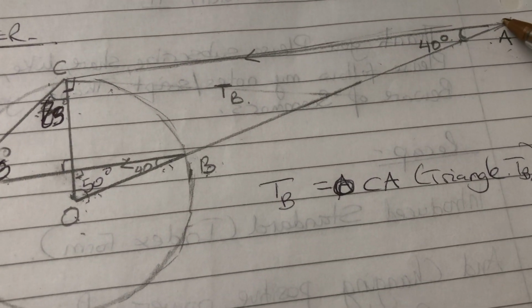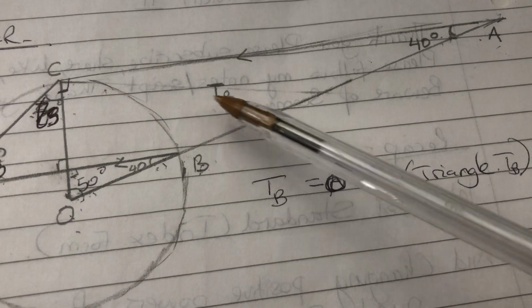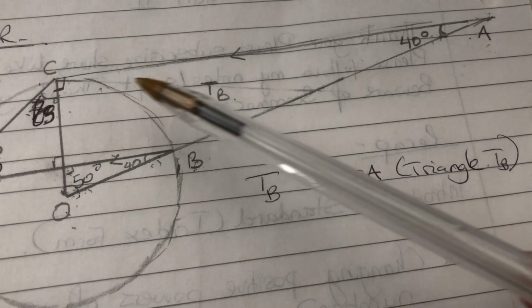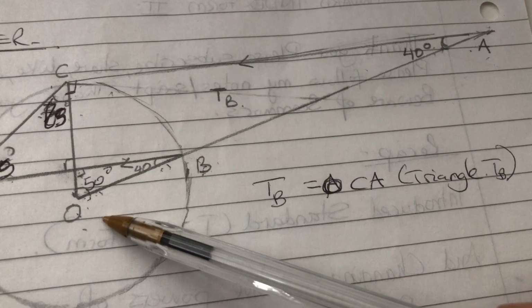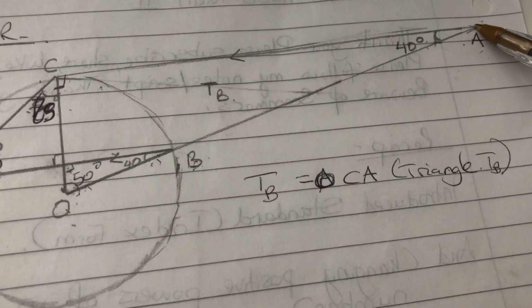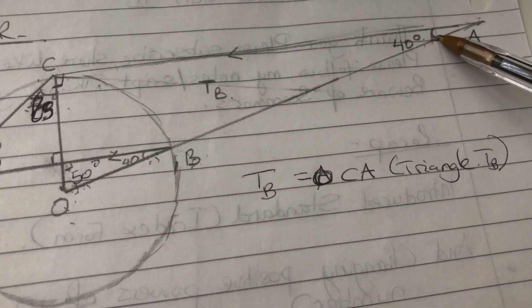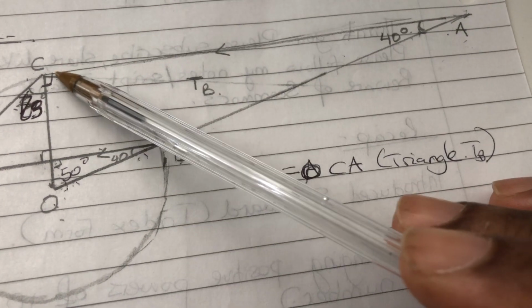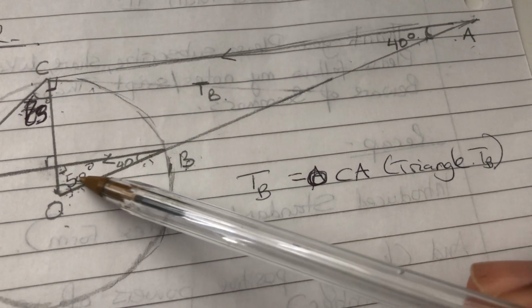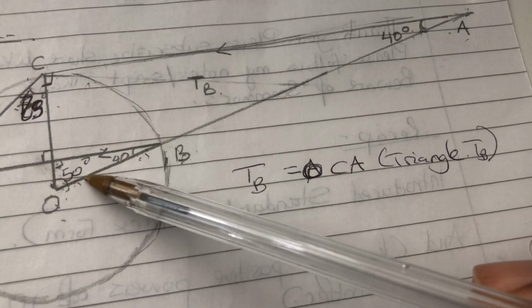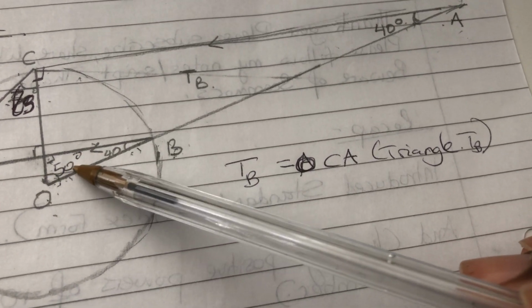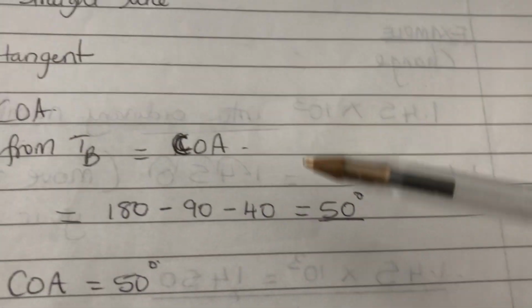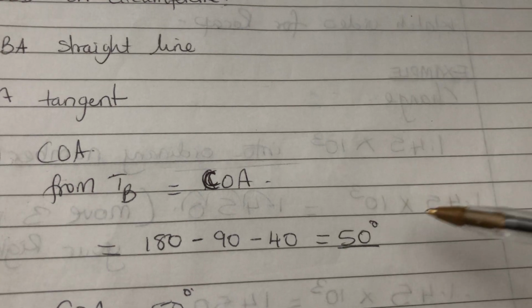So if I want to take, I've labeled the TB, which wasn't given. So if I want to take the triangle COA, okay, if that is 40 and that is 90, then this angle here at O is 50. The angle at the center here is 50. So that is how I got the first answer, COA.